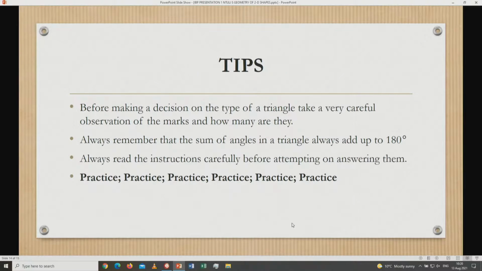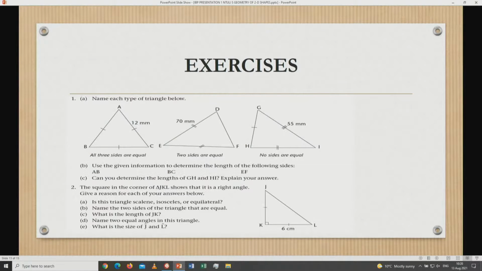Right. Let us get to it, guys. Now, let us get to it fast. Number 1A. Name each type of triangle below. Let us give the names.